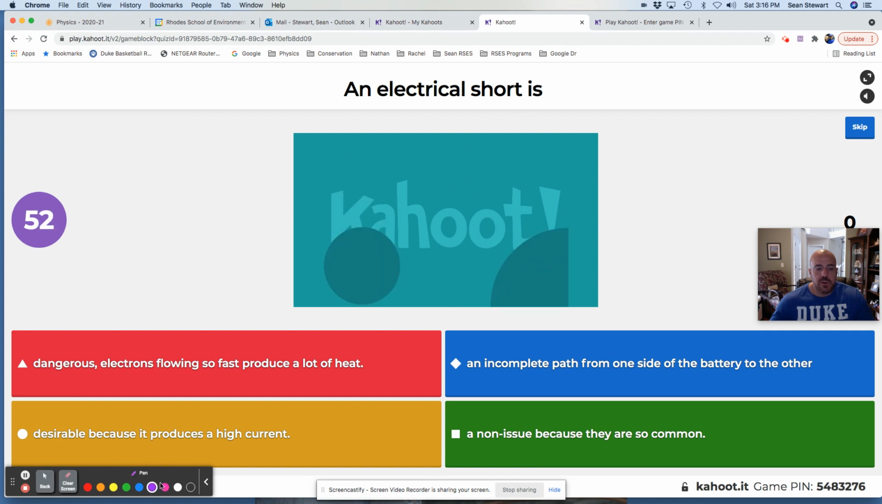Now remember when we were doing our notes, our video, we first said electrical shorts are dangerous. Electricity goes so fast we can get fires, but danger is the key for electrical shorts.